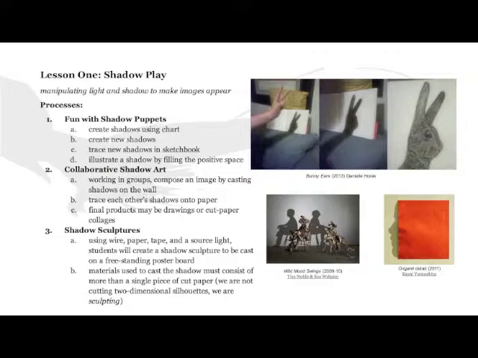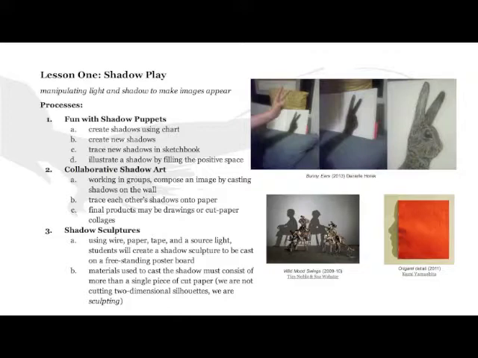The next assignment requires students to create larger works of art as it involves not only their hands but potentially their whole bodies. Working together, students will compose an image by casting shadows onto the wall with their bodies. They will help each other trace the images and decide what form their final work will take. Students may choose to illustrate these shadows or create Matisse-like paper cutouts to collage into a composition.